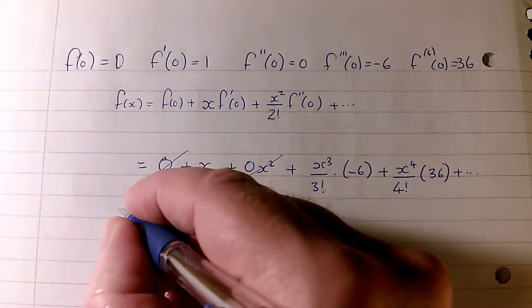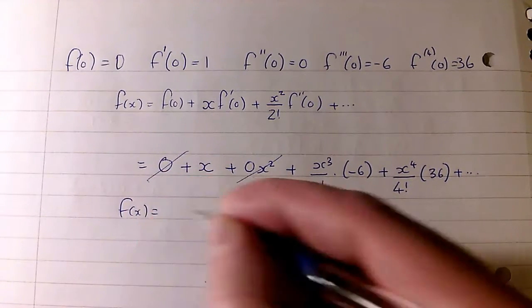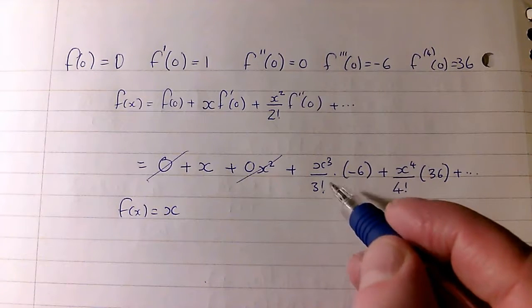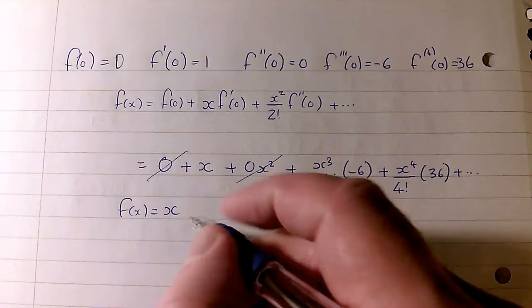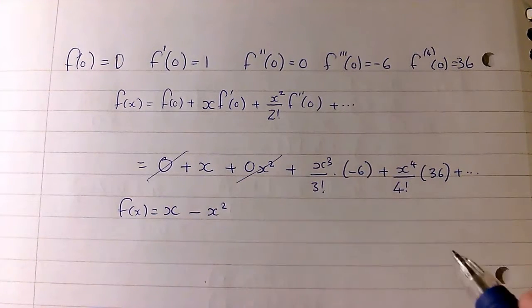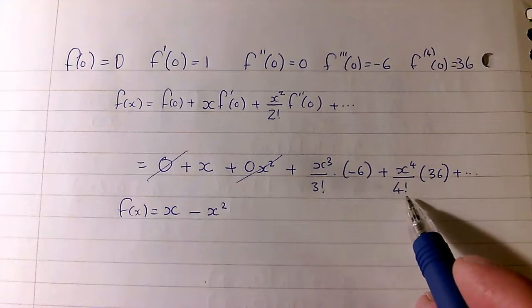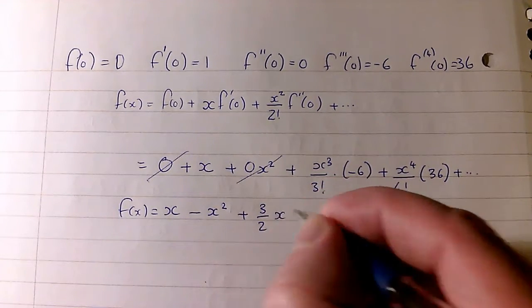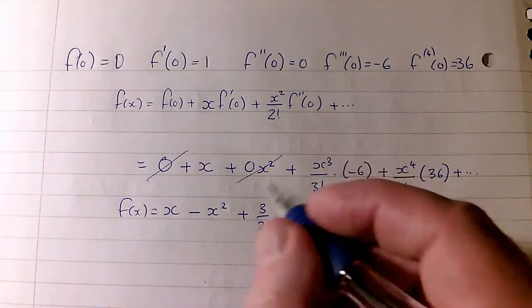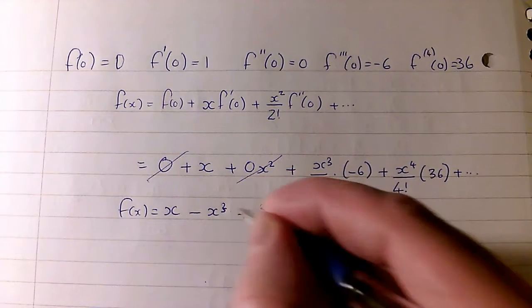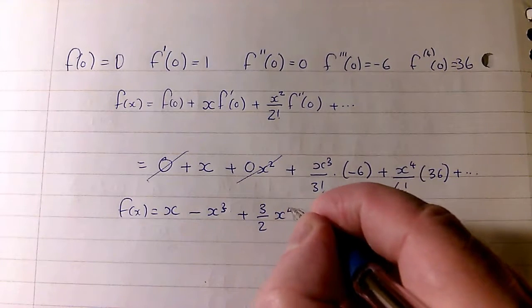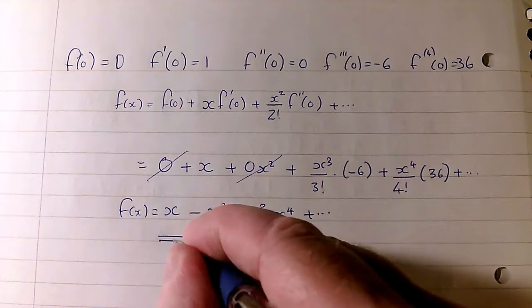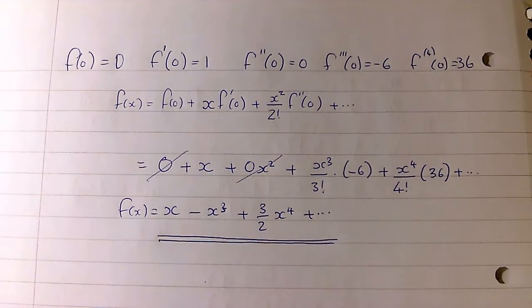is to just simplify. So I'm going to get f of x equals, first term is x, okay, 3 factorial is 6, so minus 6 divided by 6 is just minus x squared, and then 4 factorial is 24, so 36 over 24 is actually 3 over 2 x to the power, sorry, this was x cubed, that last one, and this is x to the power of 4. Okay, plus dot dot dot, double underline my answer, and that's the end of part A of this question.